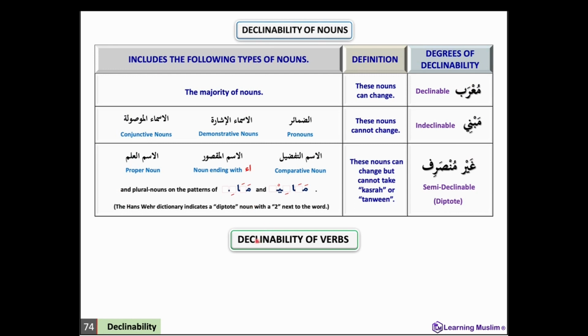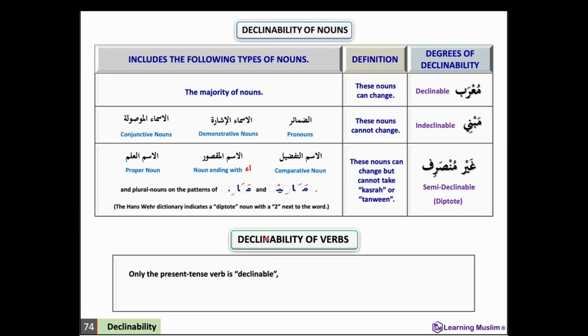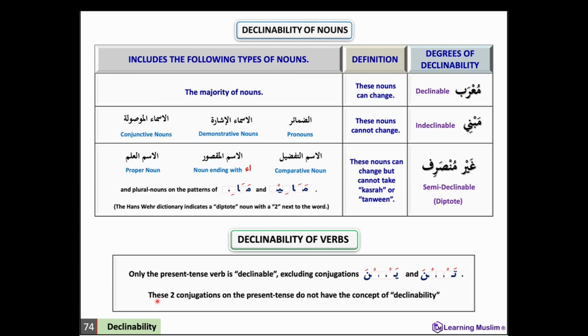Let's have a look at declinability of verbs. So for verbs, of all the verbs, only the present tense verb is declinable. So the past tense and command verbs do not share this concept of declinability. And also on the present tense verb, this excludes conjugations يفعلن and تفعلن. These two conjugations on the present tense verb do not share this concept of declinability.